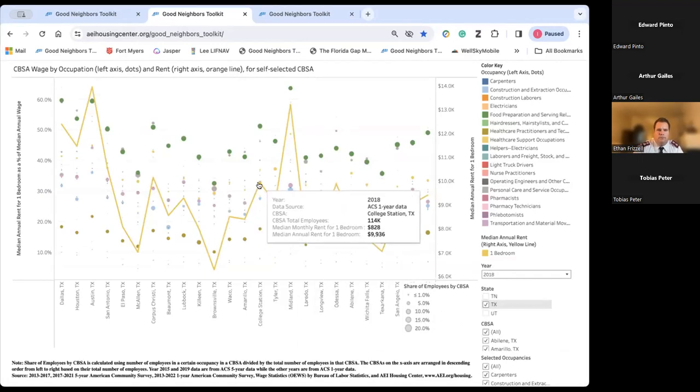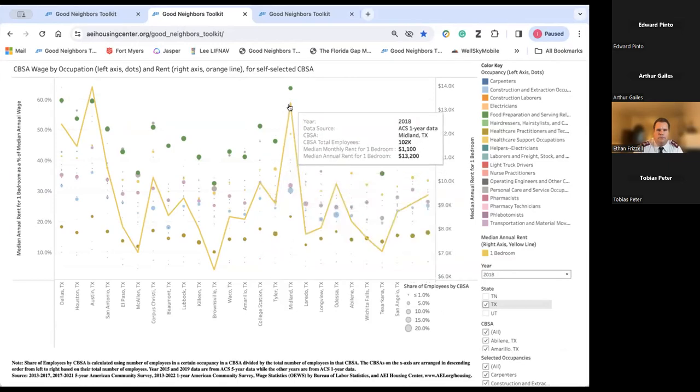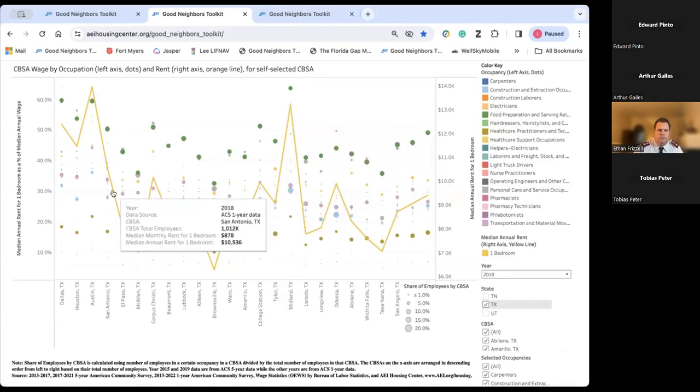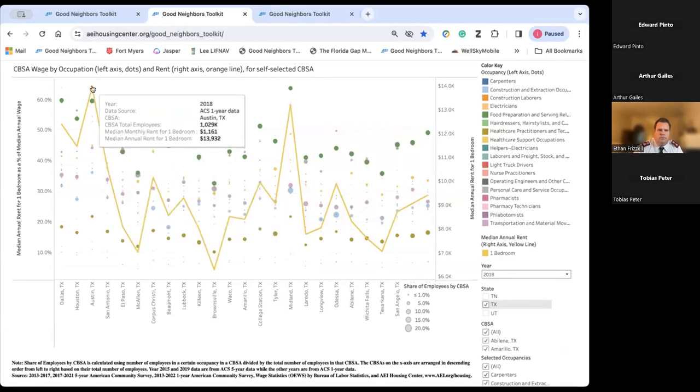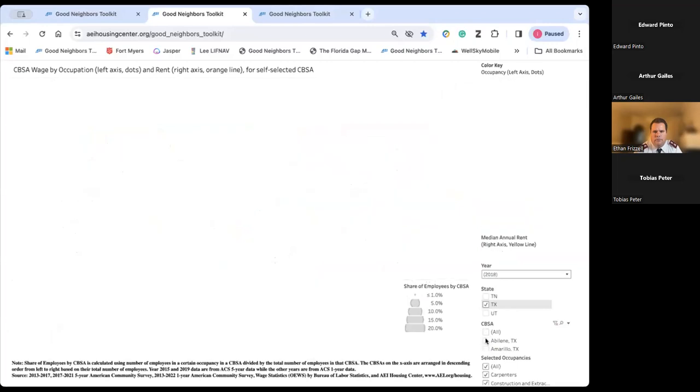But again, the yellow line is the rent in annual, and you see that Austin has the highest rents. Midland is basically second highest, but Houston's on here somewhere. There's not enough room to list every metro down on the x-axis. They're all there. They're just hidden, so you'd have to search around to highlight Houston or whatever. But then you can see all the dots where all the dots are.